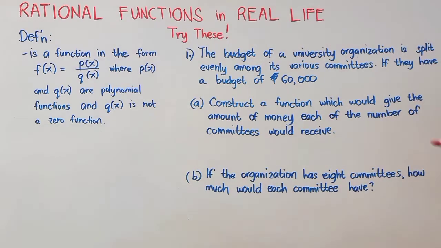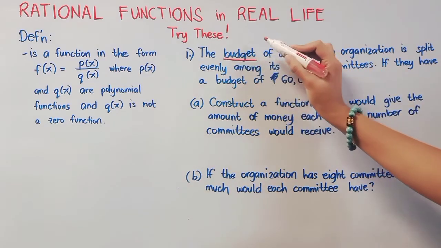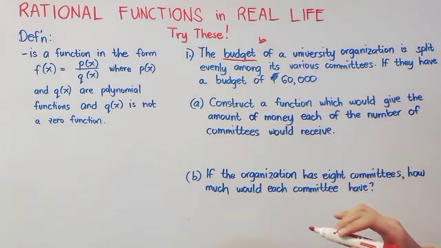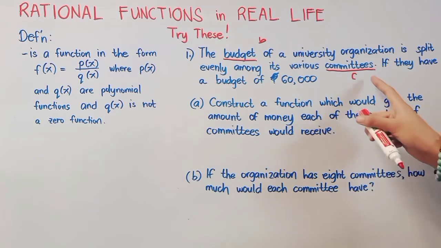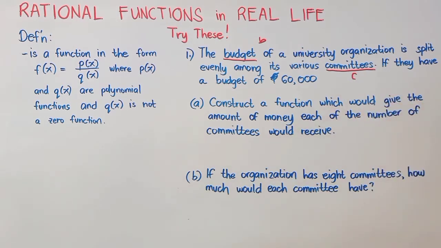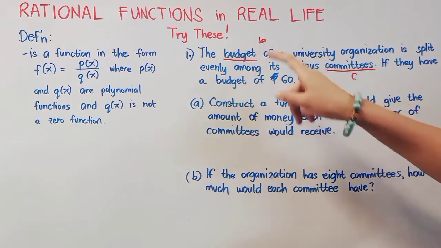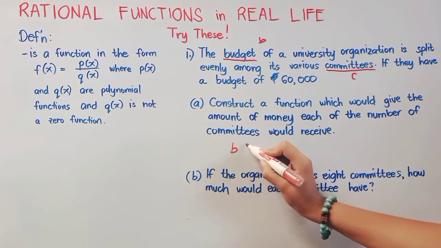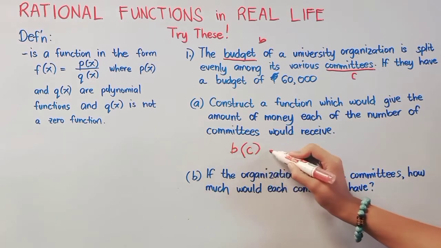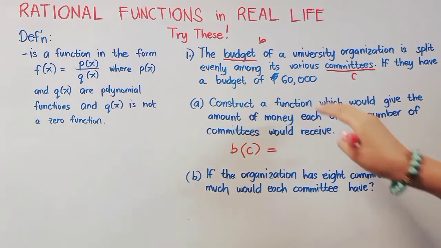To construct the function, we have to identify the variables. Let budget be B and the number of committees be C. Now, budget is dependent on the number of committees. Therefore, our committees here is our independent variable and our B is our dependent variable. So, our function here is the budget in terms of the number of committees.